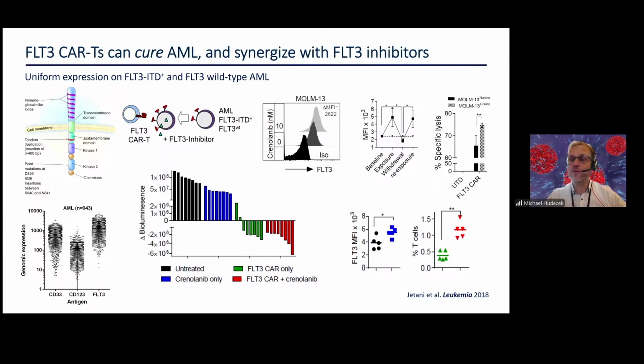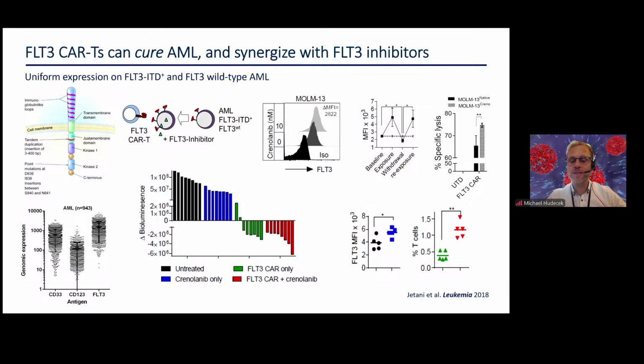At the time, we used crenolanib, which is also on the way to clinical approval, but not there yet. And we found that after treatment with crenolanib, the FLT3 antigen density on the AML blasts was substantially increased, and that would result in enhanced recognition and enhanced anti-leukemia activity of our FLT3 CAR T cells, as one would expect from a correlation between antigen density and ensuing CAR T cell reactivity.